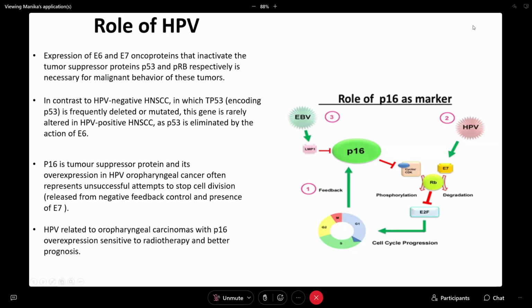In this diagram, we can see the role of P16 as a marker, how it is serving as a marker. In HPV, we have the two oncoproteins E6 and E7. E7 inactivates the retinoblastoma protein, which results in the activation of the E2F effector, which results in cell cycle progression and is thus related to the malignant behavior of the tumor, which results in the activation of P16 that represents the unsuccessful attempt to stop cell division, as I said earlier.